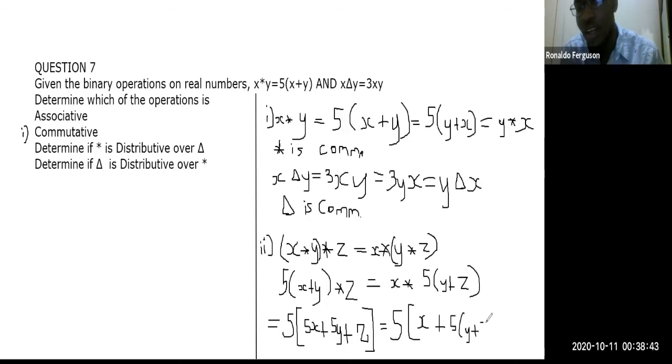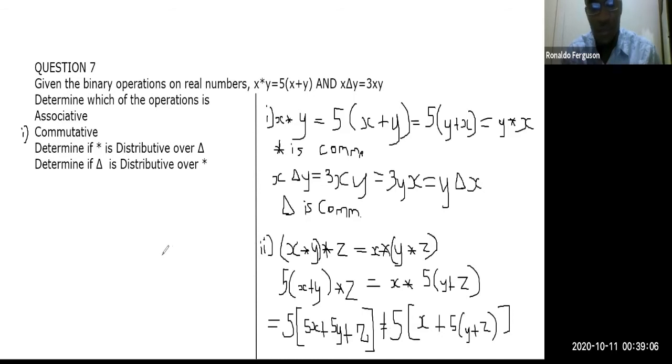Now clearly this is not equal to what's on our left hand side. So what we can then conclude is that this right here is giving us 25x, this has 5x, this gives 25y, and this gives 5z over here, so I get 25z. So the left hand side is not equal to the right hand side.